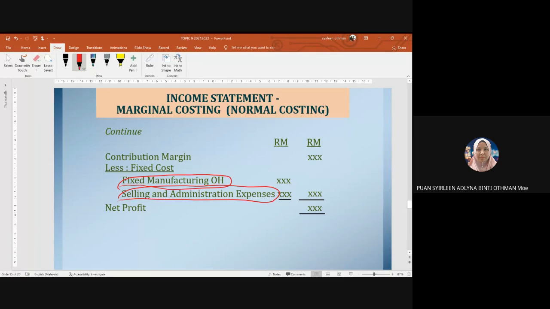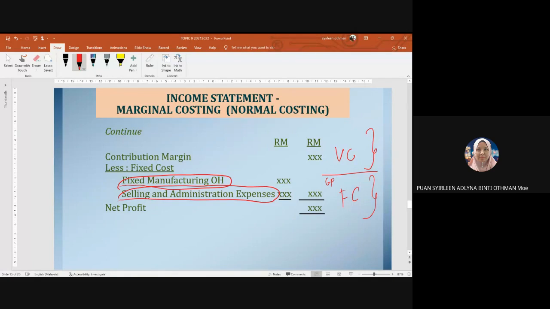Okay, so untuk marginal ni sebenarnya dia asingkan statement tu kepada dua parts. Di bahagian atas sebelum gross profit, di atas ni semuanya ialah variable cost. Selepas gross profit nanti baru kita ambil kira fixed cost. Dia tak kisah variable cost tu berlaku dekat kilang ke, berlaku dekat pejabat ke, dia akan letak sekali. Sebab kita ambil kira dia semua sebagai variable cost.